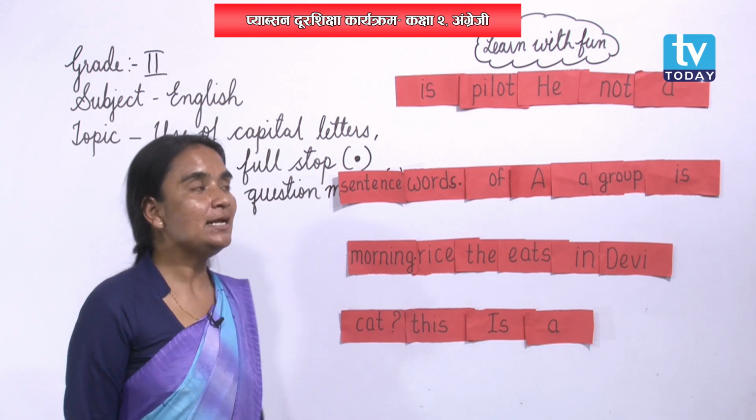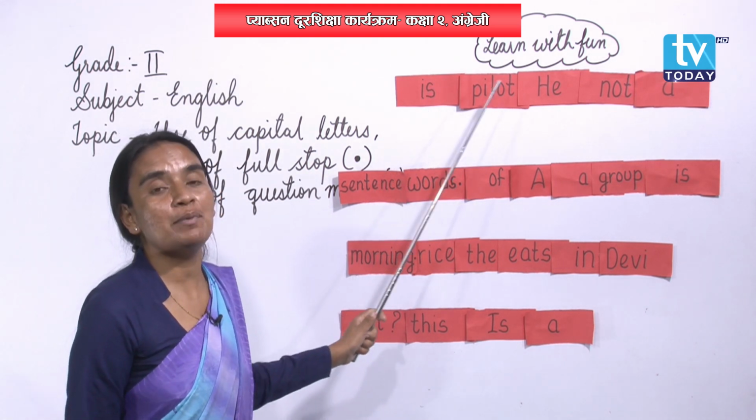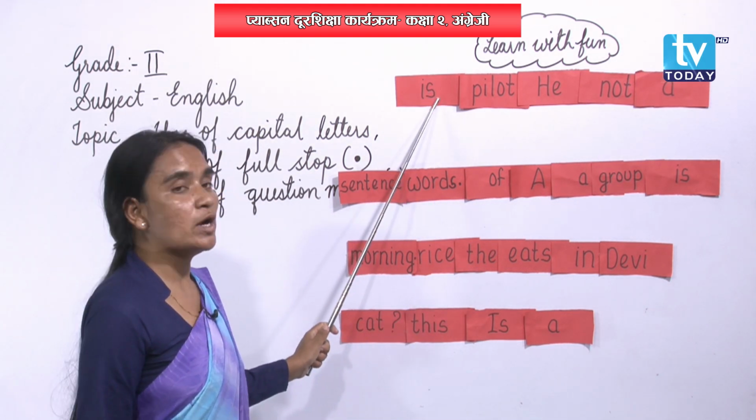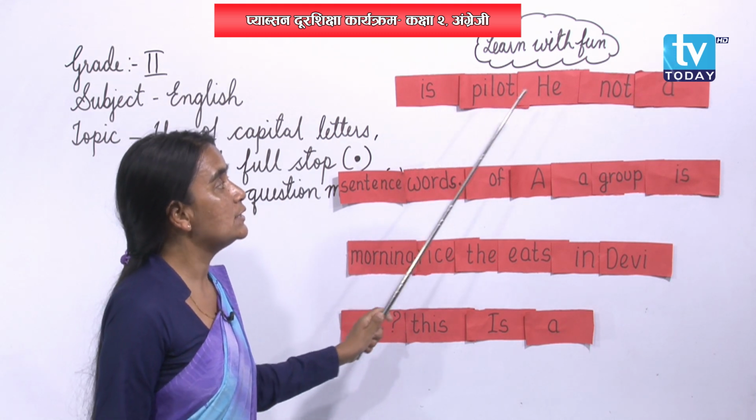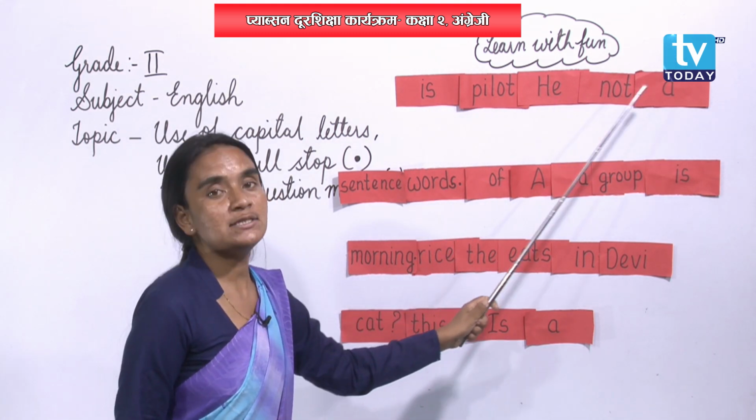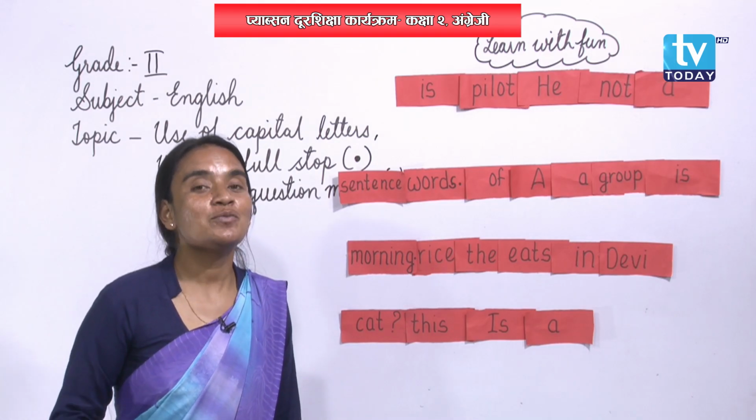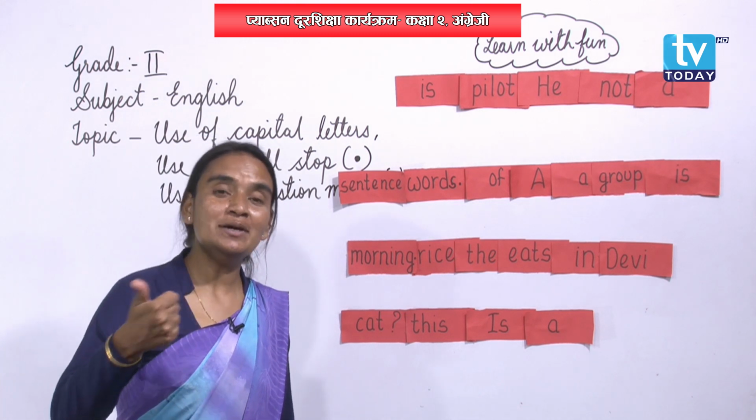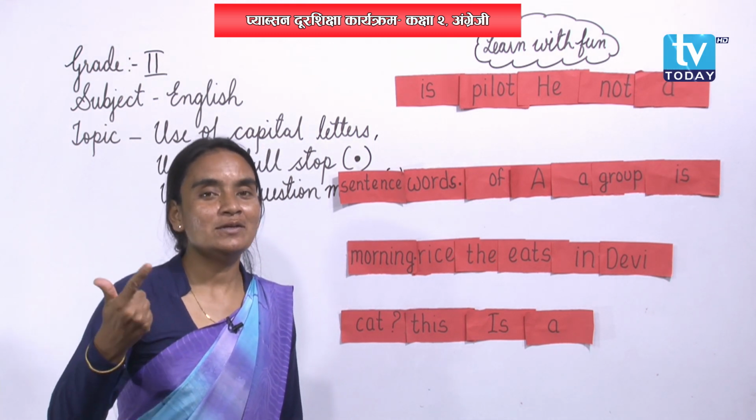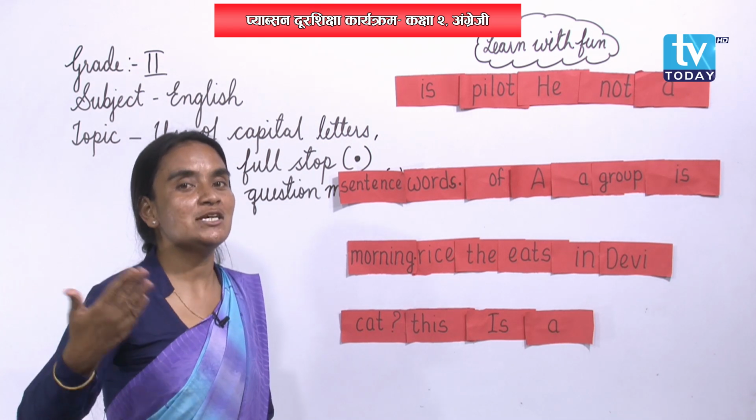So, now children, let's see the first group of words. The first word is the pilot, he, not, O. It can simply be counted as E, but when we take it as a word, we call it A. So, how can we make this sentence? Do you have any guesses? Do you want to guess? Shall I give you the countdown? Okay, let's start. You can just try it.